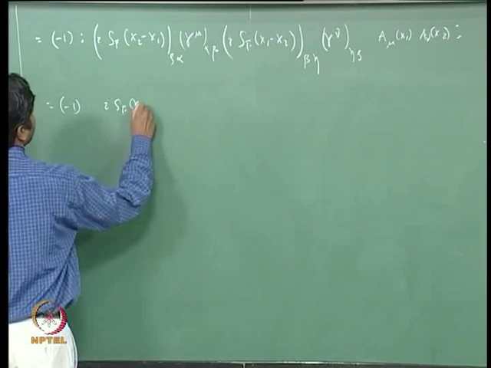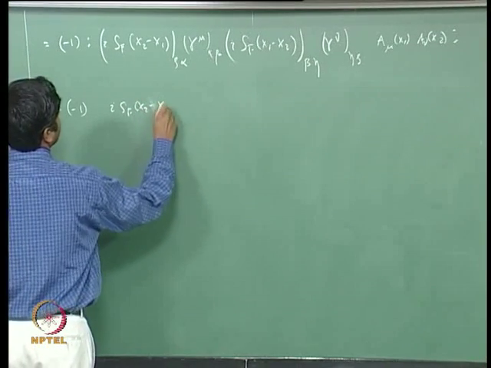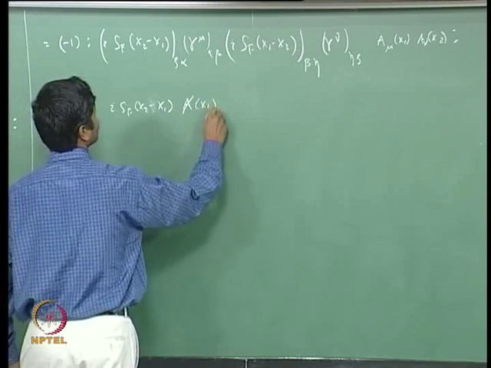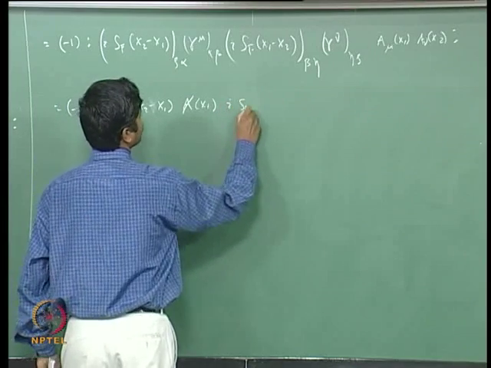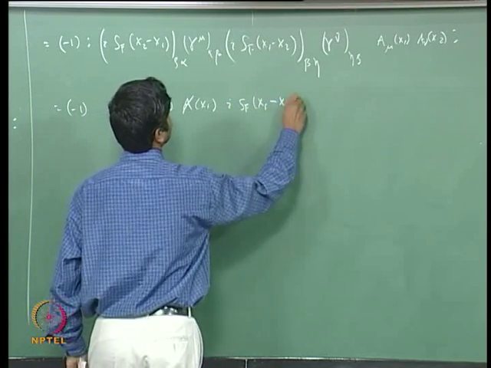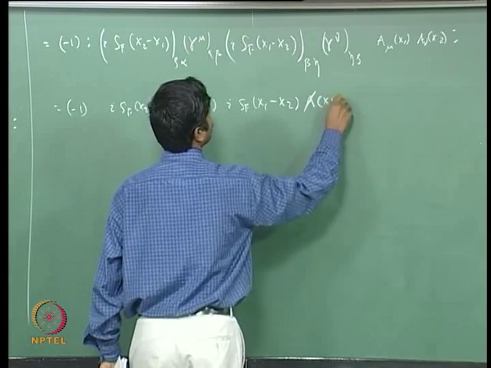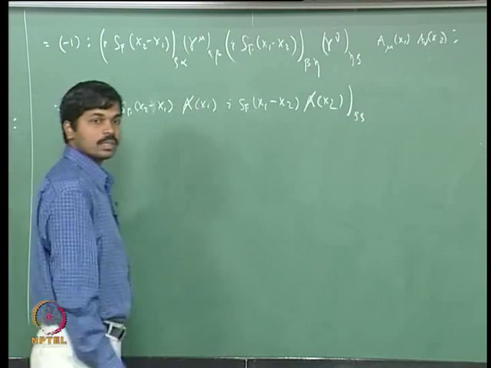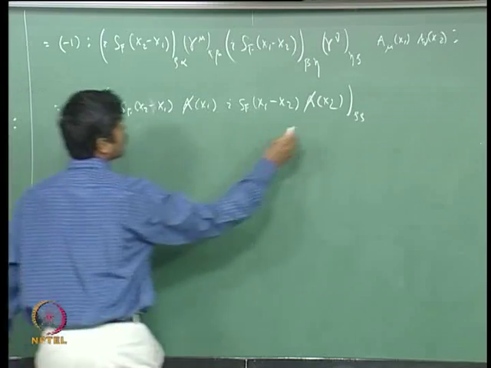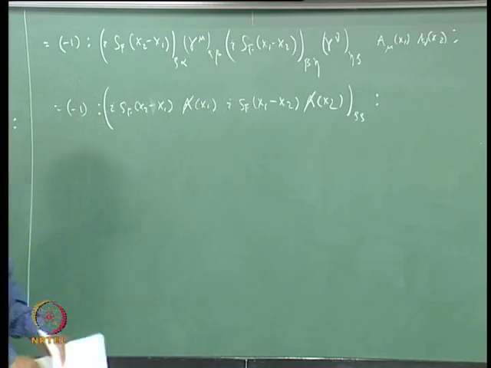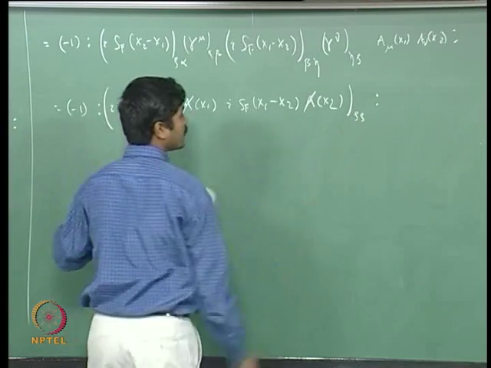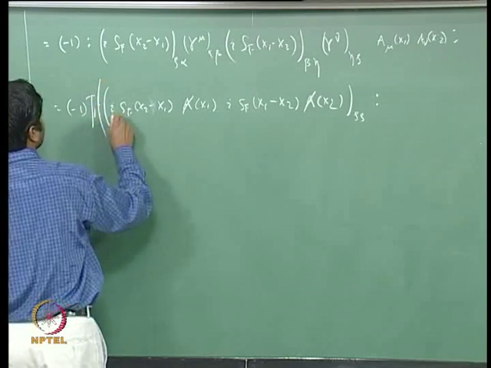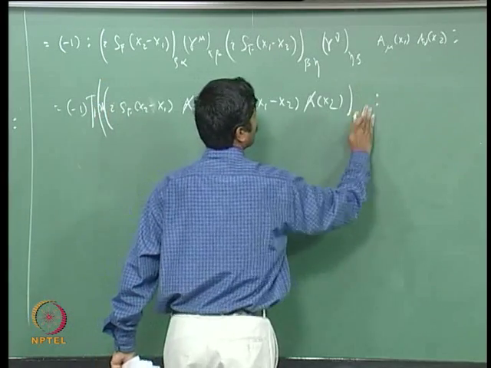iS_F(x2 minus x1) A-slash(x1) iS_F(x1 minus x2) A-slash(x2), this whole thing, ρ-th component summed over, and normal order product. This simply means that you take this quantity and then you take the trace of this. So, this is nothing but trace of normal order product of the whole thing.